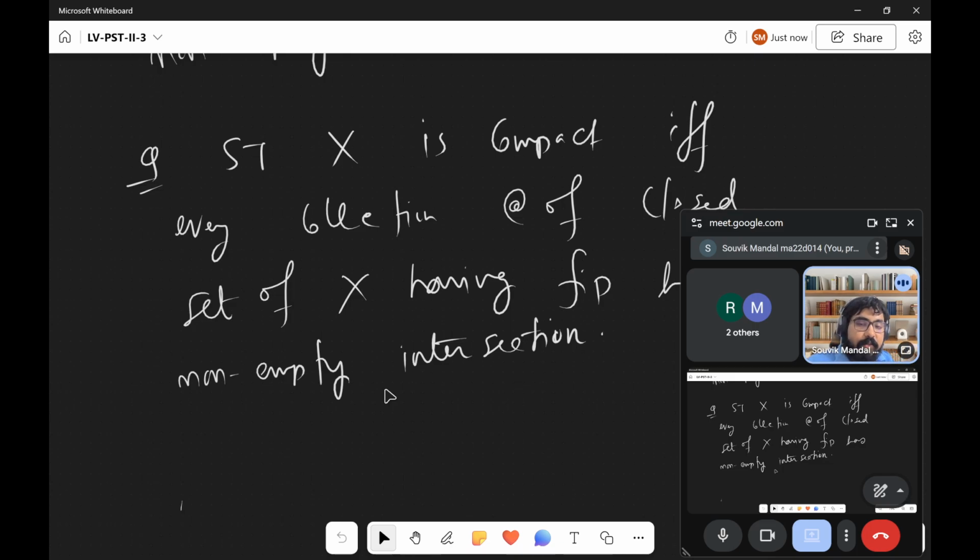Now please try to do it by yourself. First, you assume X is compact, and then assume that for every collection C you have FIP. Then show that the intersection of the elements of C is non-empty. Okay, so please take your time.